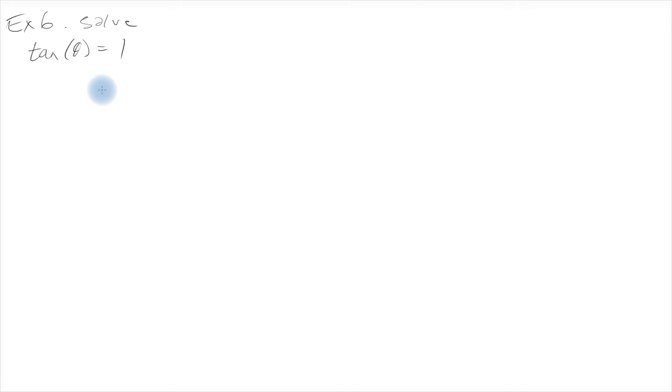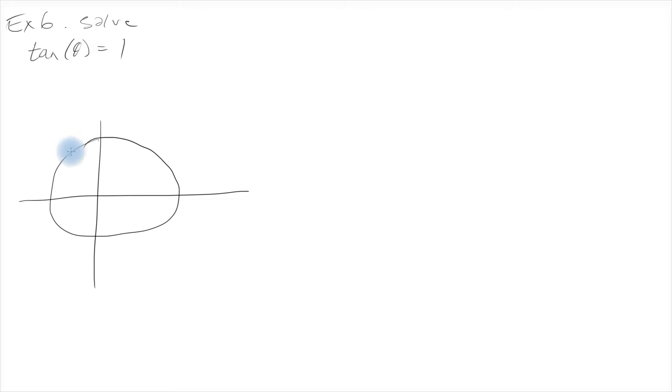Okay, solve tan theta equals 1. The first thing we want to do is find out what the first quadrant solution for this is. So let me draw a unit circle in preparation. Tan of the angle is going to be 1. If there's a triangle in the first quadrant, we're trying to find this first quadrant answer here. So we're going to do the inverse tan of 1 to find our angle.